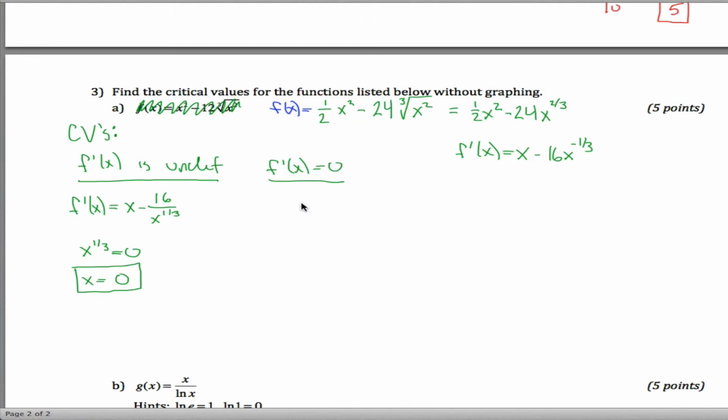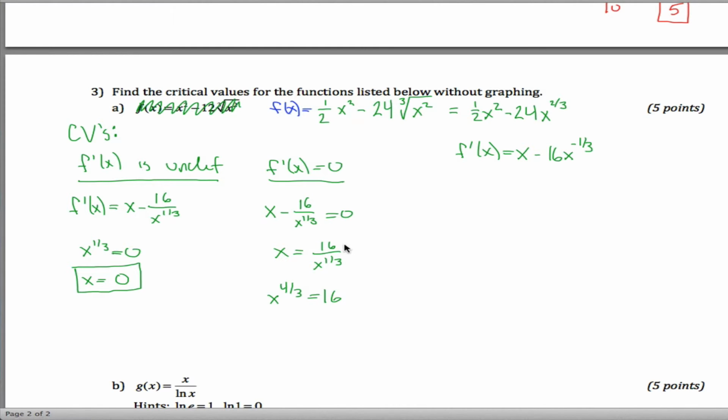What about f prime of x equals 0? Well, f prime of x is x minus 16x to the negative 1/3, which I'll write the same way as before, as x minus 16 divided by x to the 1/3 power. I want to know when that equals 0. Let's move the 16 term to the other side: x equals 16 divided by x to the 1/3 power. Let's get all the x's together on one side by multiplying both sides by x to the 1/3, to get x to the 4/3 equal to 16.